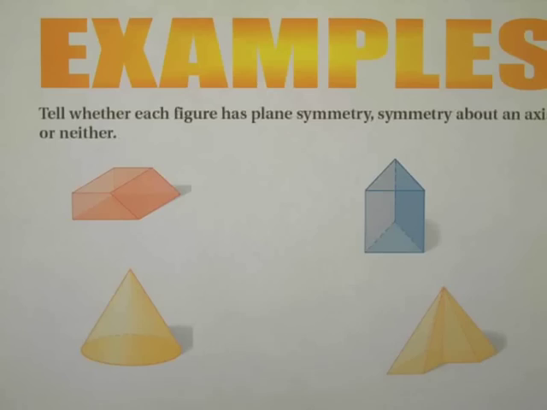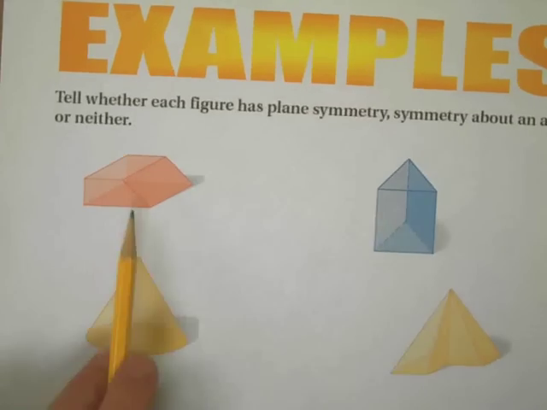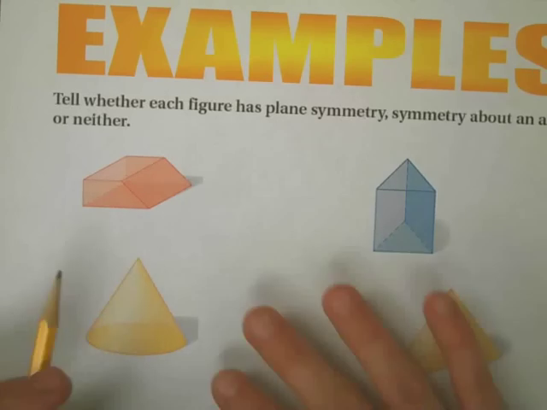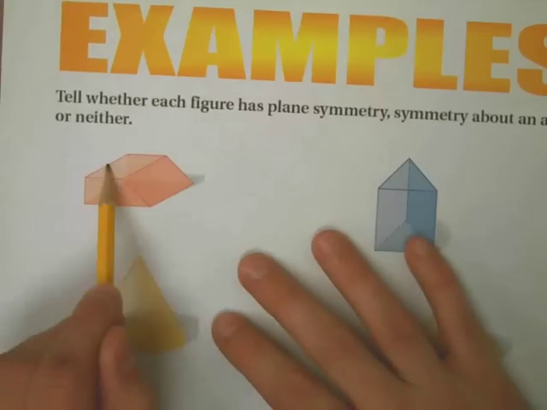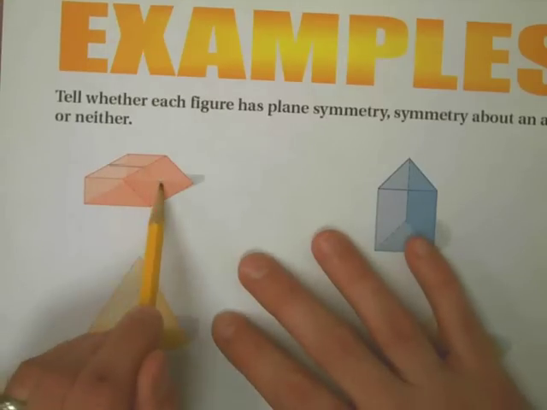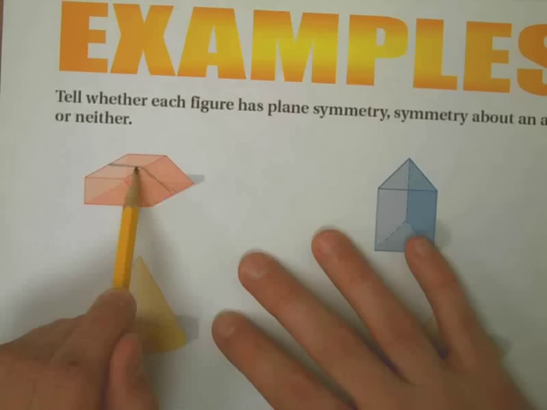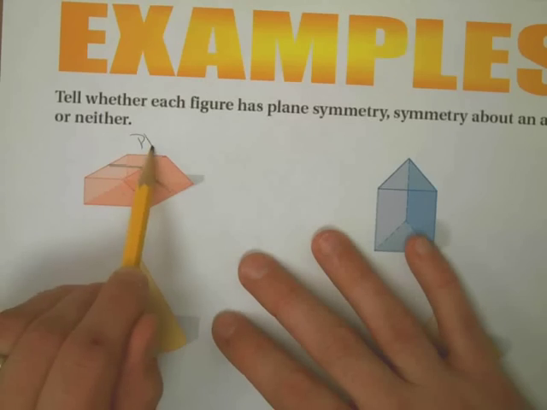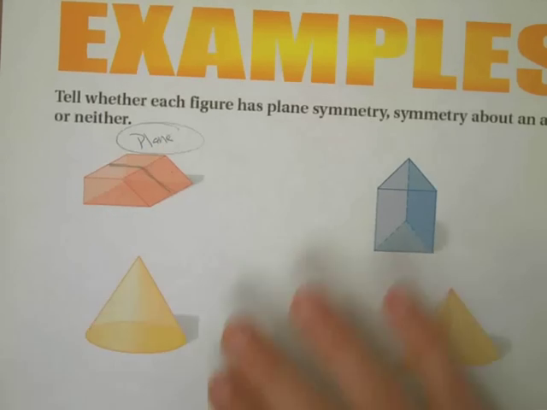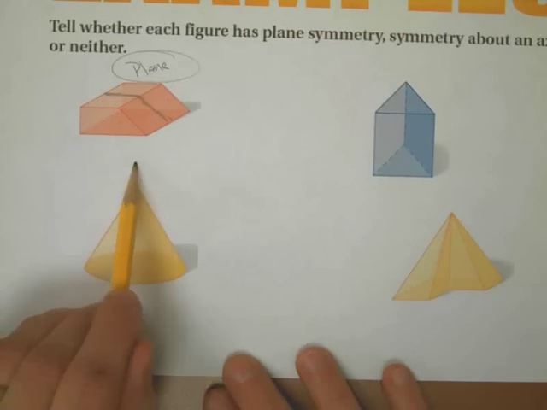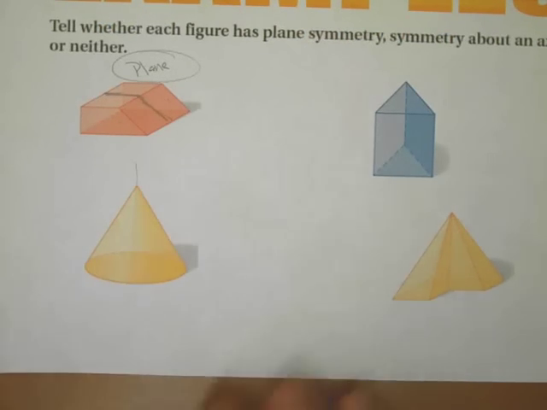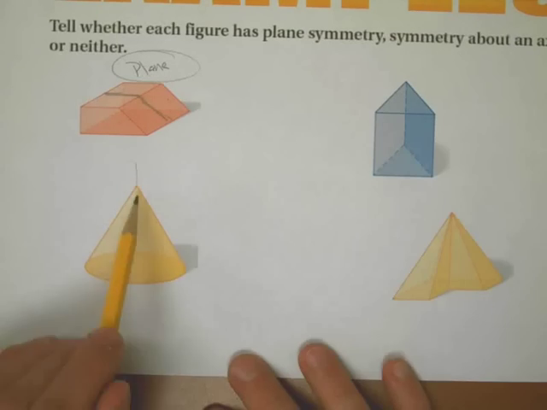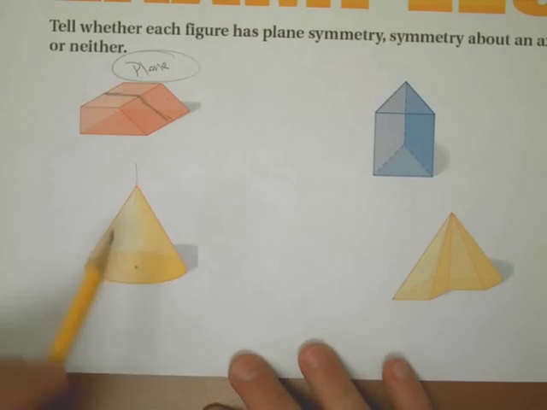So let's talk about, does this thing have plane symmetry, symmetry about an axis, or neither? Well, if I rotate it around, I'm going to be able to tell that I'm rotating, but I can cut it. If you can imagine slicing it right down the middle like this, the left and the right side would be exactly the same. So this one has plane symmetry. Check out that fancy handwriting, okay? This one here, if I cut it down the middle, it would have plane symmetry. If I rotated around an axis in the middle, it would also have rotational symmetry. So this one actually has both.